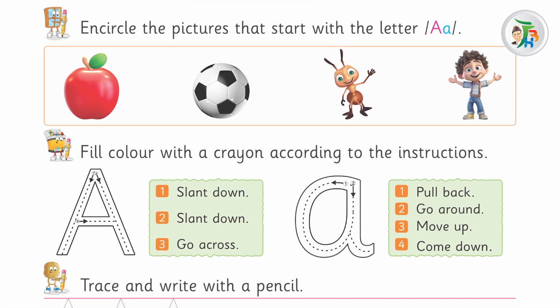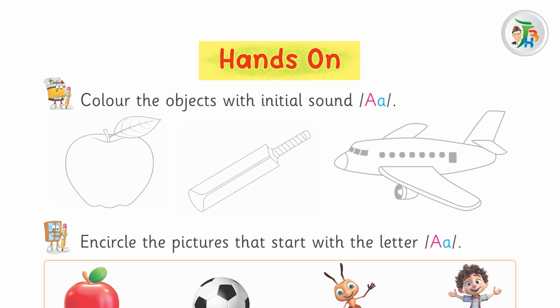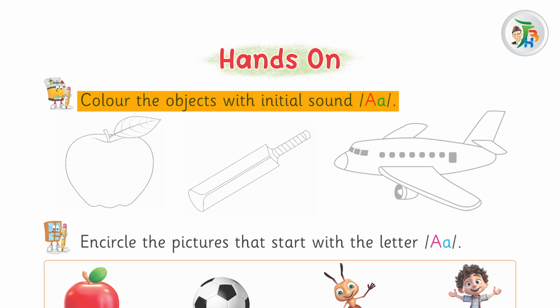So students, move on to the next page. Hands on. Color the object with initial sound A. Now you have different objects in front of you. Think about the object which starts with letter A, then you have to color it.